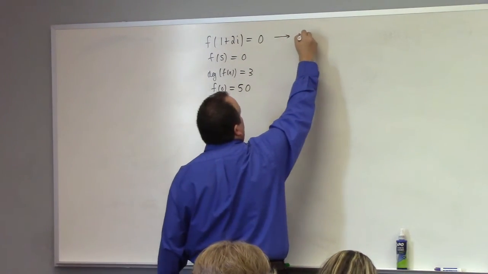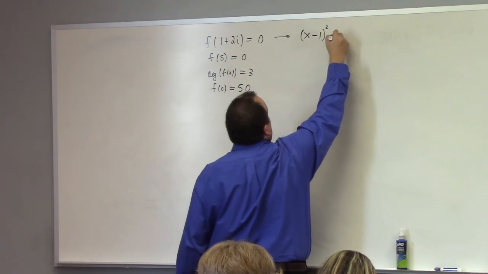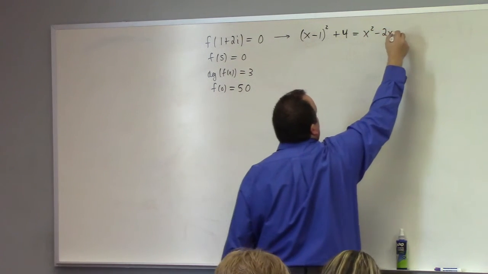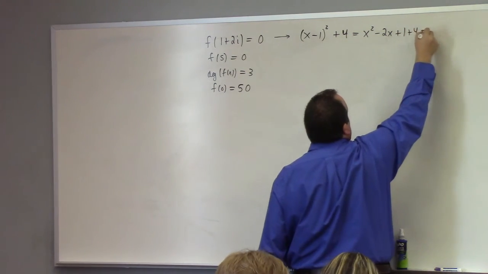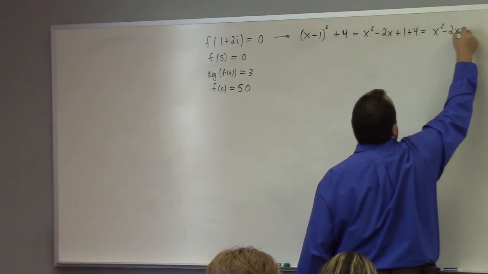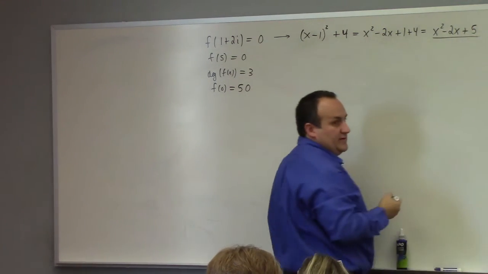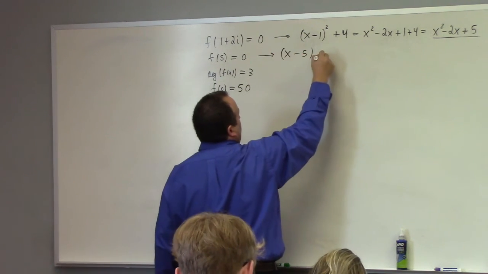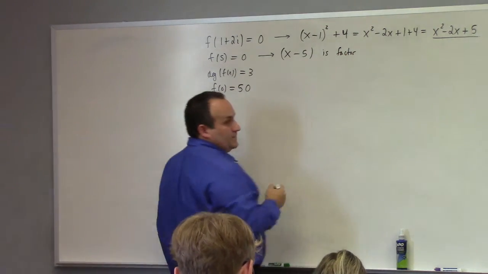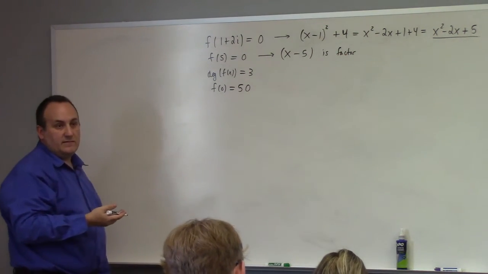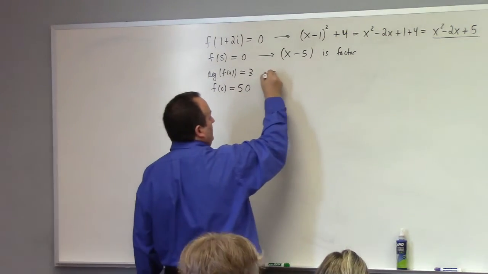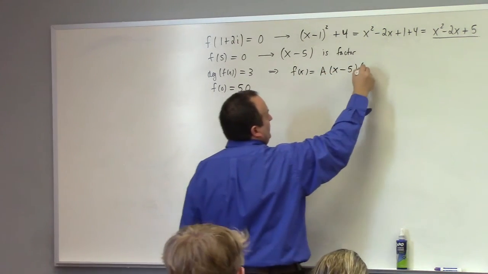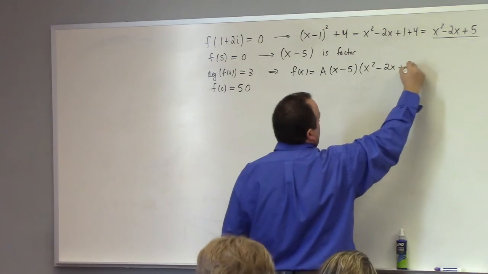The complex zeros theorem tells me that x minus 1 squared plus 4 is a factor. When I multiply this out, I get x squared minus 2x plus 1 plus 4, which is x squared minus 2x plus 5. So this is one of my factors, the quadratic, in the cubic. And this tells me that x minus 5 is a factor. All right. So since we have degree 3, we're done. So f of x is just equal to a times x minus 5 times x squared minus 2x plus 5.